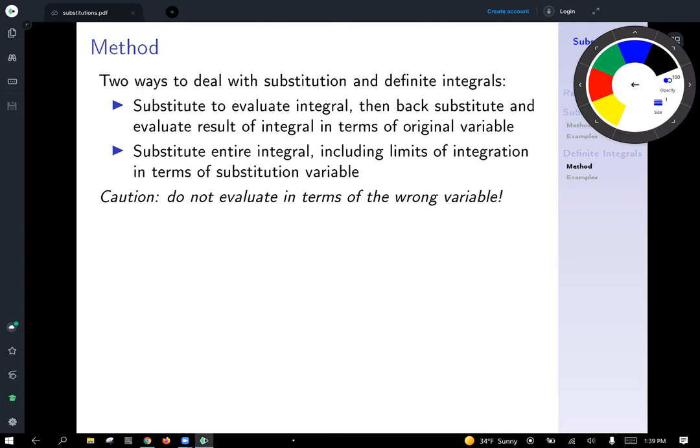That works. That's fine. Technically, sometimes you have to be careful. Depending on the substitution, you get into domain and range issues, but it's going to be okay. We're not going to do that necessarily. The second method: substitute the entire integral into terms of u, but you also change the limits of integration into terms of u with respect to your substitution. Either way you slice it, just be careful you're not plugging u values in for x and x values in for u, and vice versa.